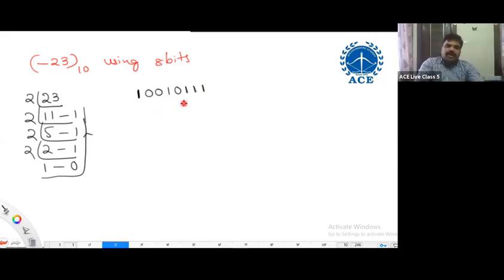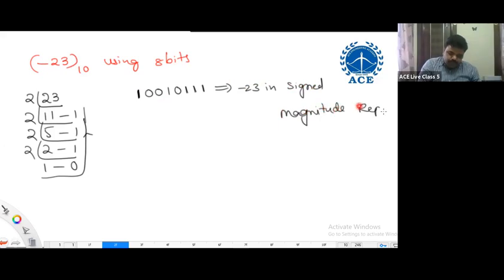Be clear about this. Getting the magnitude is fine, but depending on the number of bits they have mentioned, you need to represent correctly. Yes, MSB is 1, negative. Remaining 7 bits must be used for magnitude, but in reality, it requires only 5 bits. To make it 7 bits, I'm appending zeros here. Yes, it is now minus 23. In which representation? In signed magnitude representation.